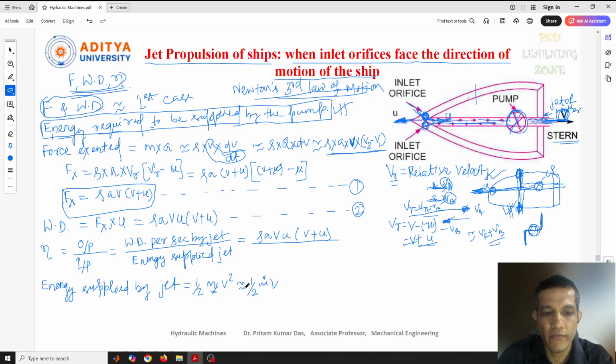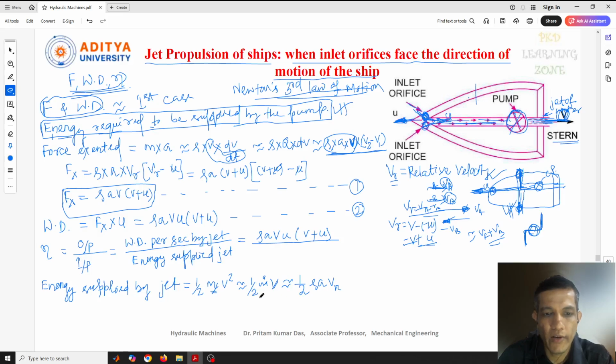V square is there, and here also we need to consider the initial velocity and final velocity, so we can write that. Finally, let me write the value of m dot. M dot equals rho a v, the mass of water supplied per second, which we found previously also. Here also I have identified rho a v in place of m. So I can write the same thing in terms of this.